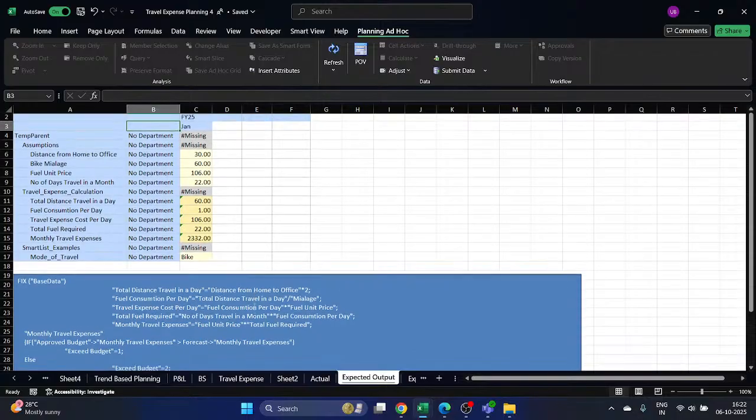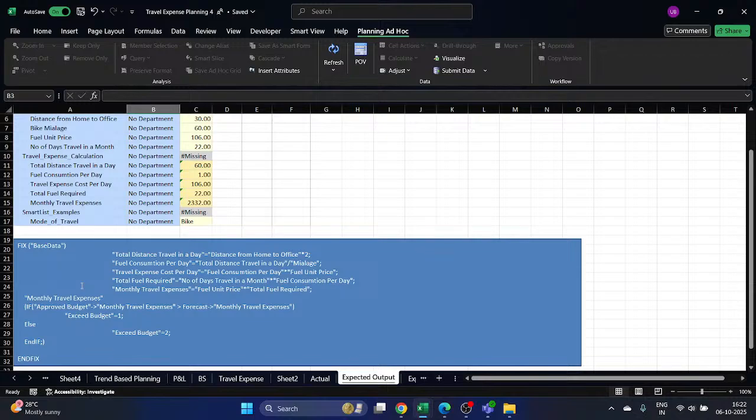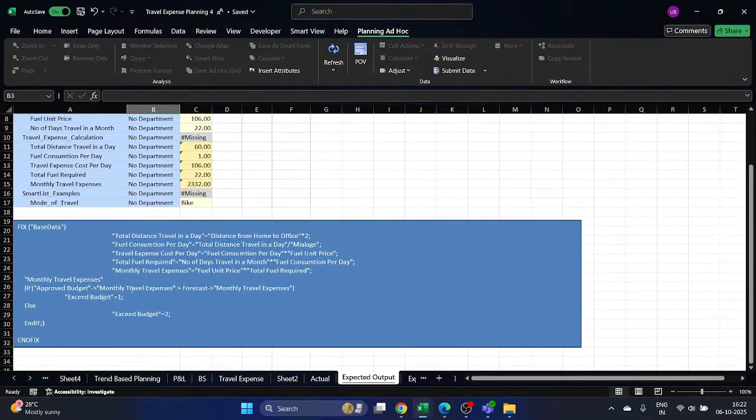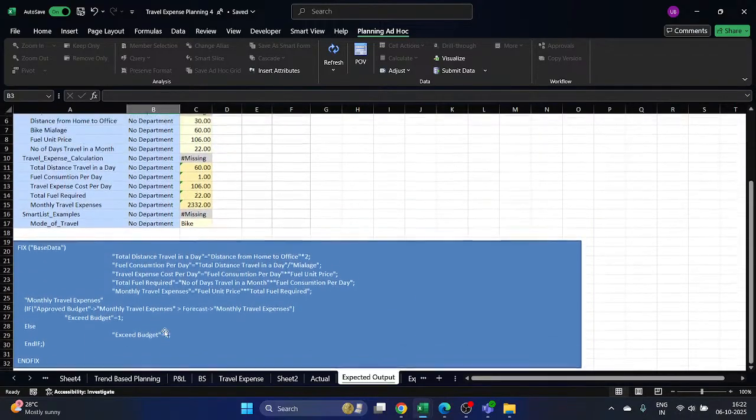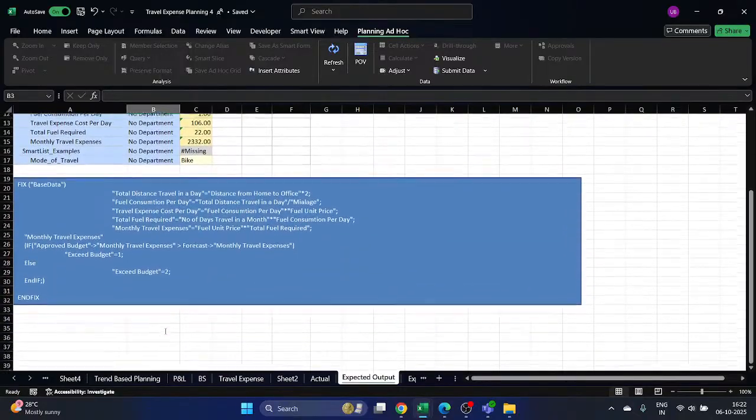Then we will keep the particular formula under it. If the approved budget and the monthly travel expense and the forecast, we will keep in double quotes here. And if it exceeds the budget, then else, and if it exceeds the budget here, then it equals 2, and we will do end fix here. So that's the actual example here.